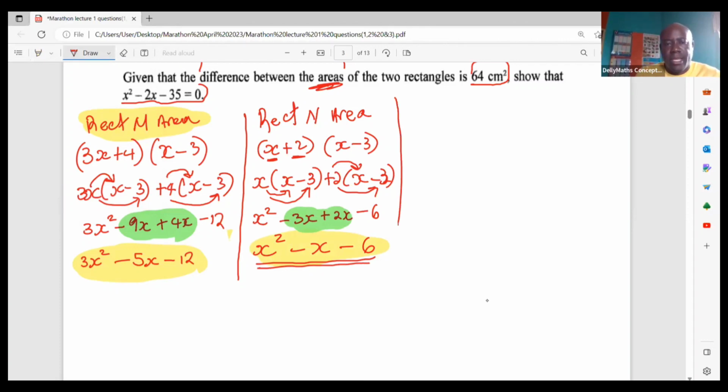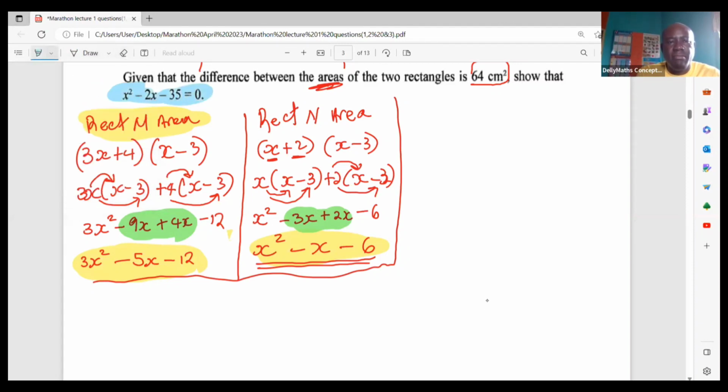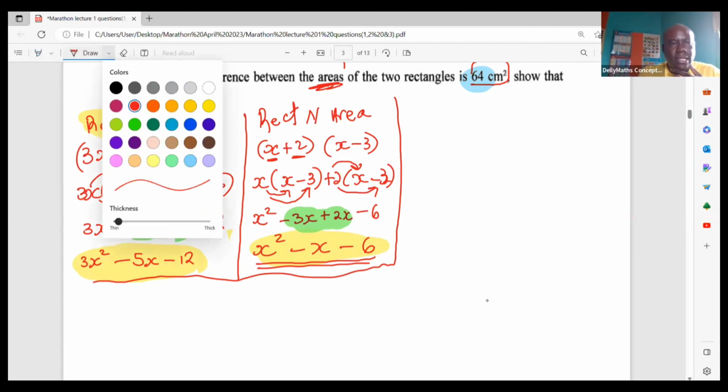No problem. So now you have those. See them there? You're going to use this to prove what they want here. Let me put this for you in a different color. You want to prove this. That's what they say. So now you're going to do what they said. Subtract them and let it equal 64. So let us set it up for it to equal 64 right now.